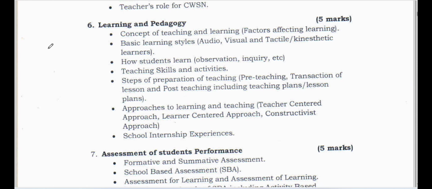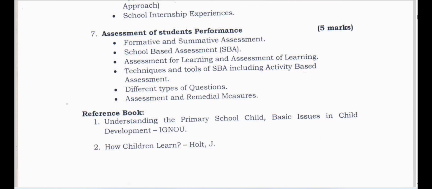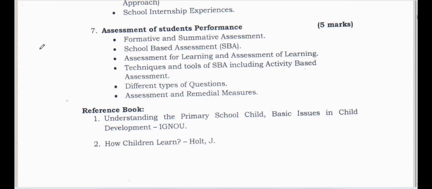Then school internship experiences. So we shall also see what school internship experiences talk about. So here comes the last unit, that is assessment of students' performance. So we know how we are going to assess, or how we are going to find out which child has improved, which child is not improving, which child needs more time, which child is doing excellently. So we have to see all this. So we can assess the children in different ways.